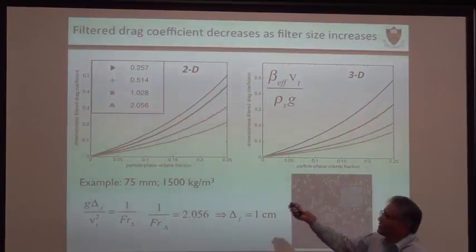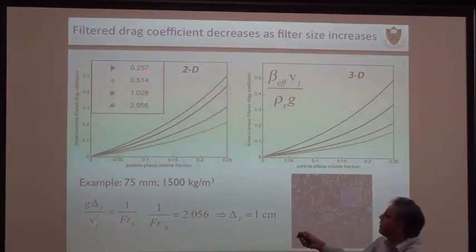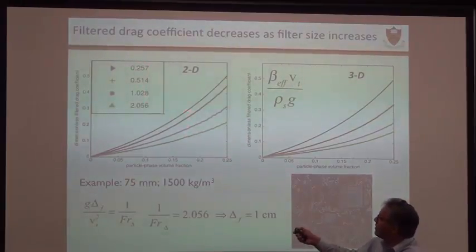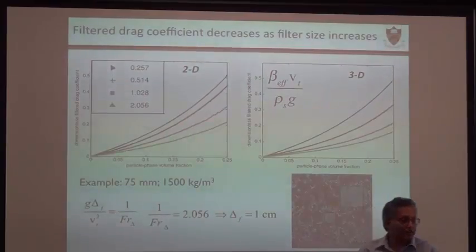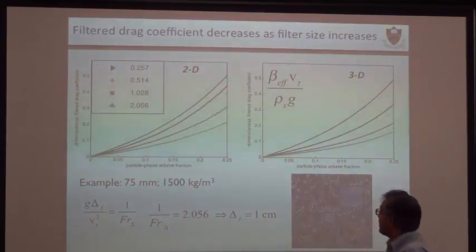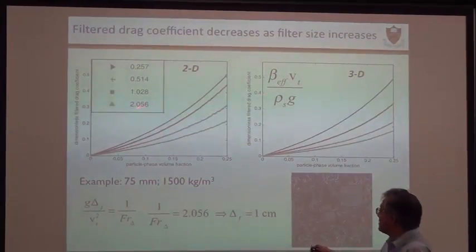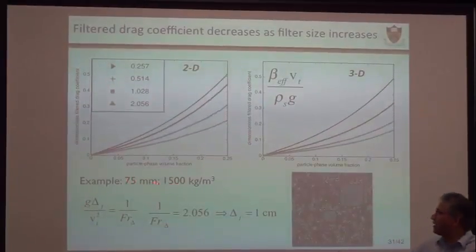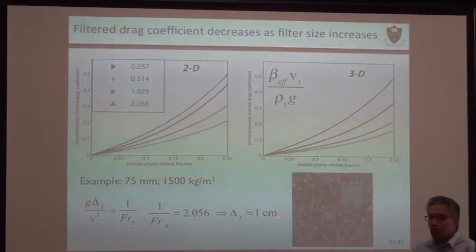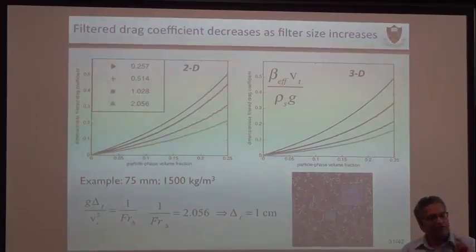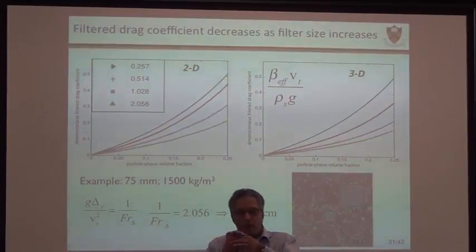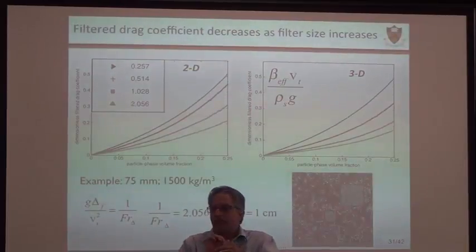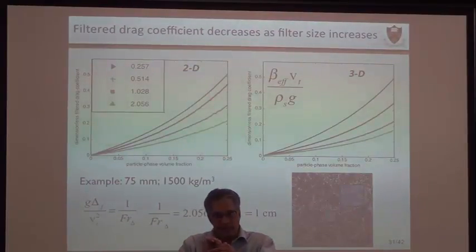So when I go from some dimensional filter size by a factor of 8 in this case, I find that my effective drag coefficient is 50% off. And to give you an idea of how big this filter size is, the typical particle that people use in this case is only 1 centimeter. So what it says is that in this flow problem, even if you look in the 1 centimeter region, there is so much fine structure underneath that.